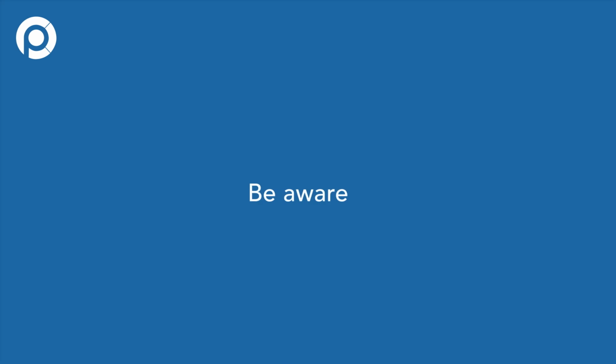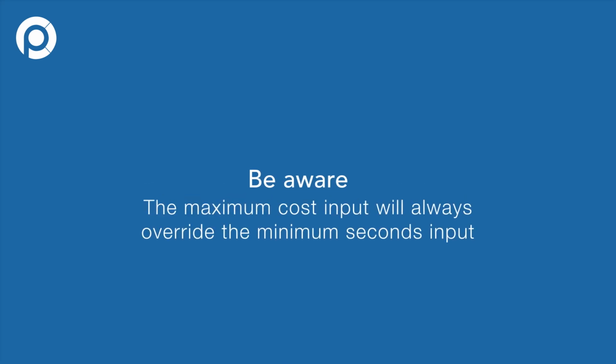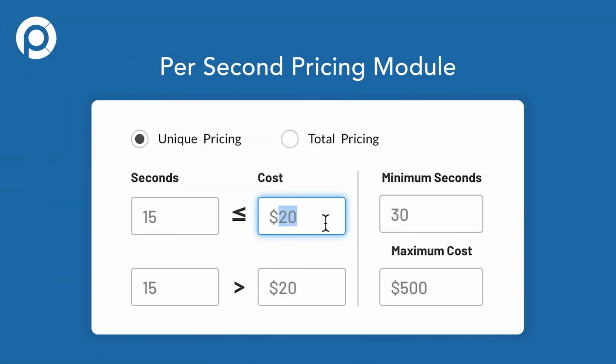Also, be aware that the maximum cost input will override the minimum seconds input. For example, if the price is $20 a second and the minimum seconds input is set to 30 seconds, normally the minimum calculated cost would be $600. But if you also have the maximum set to $500, the price will be $500.